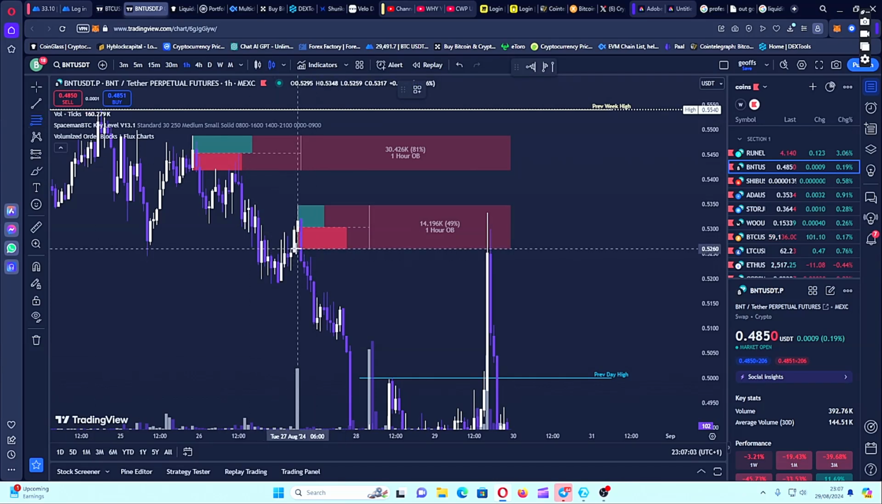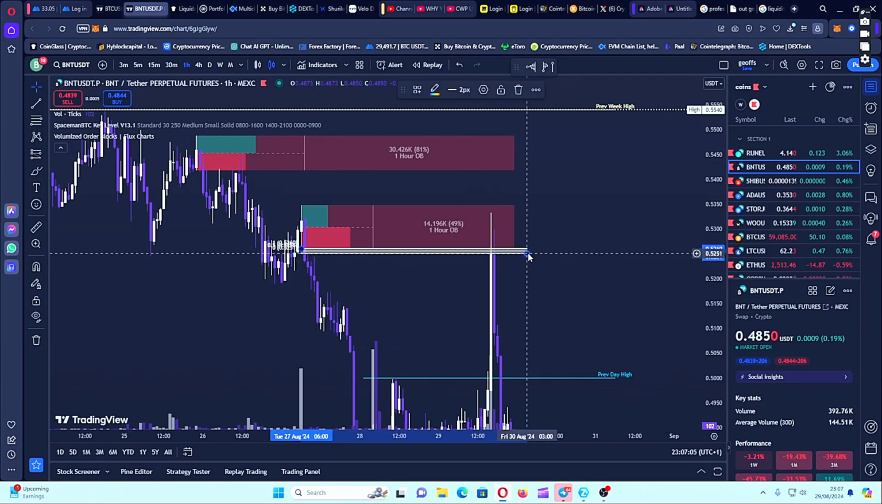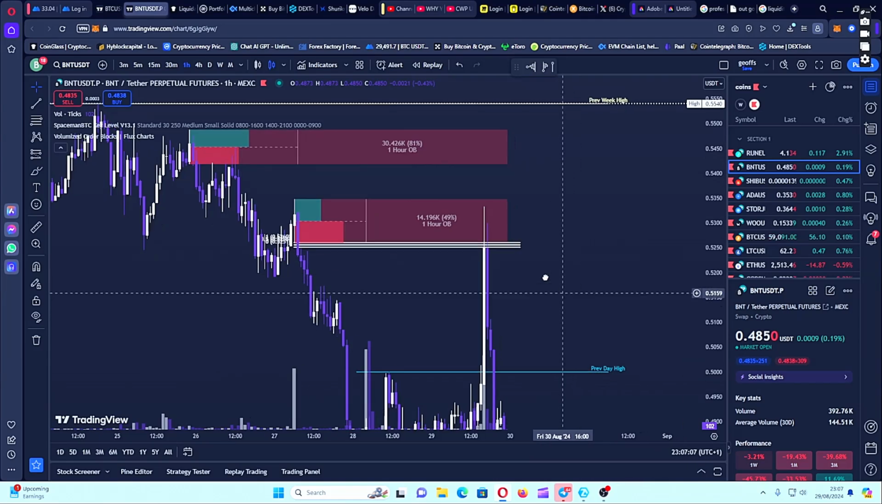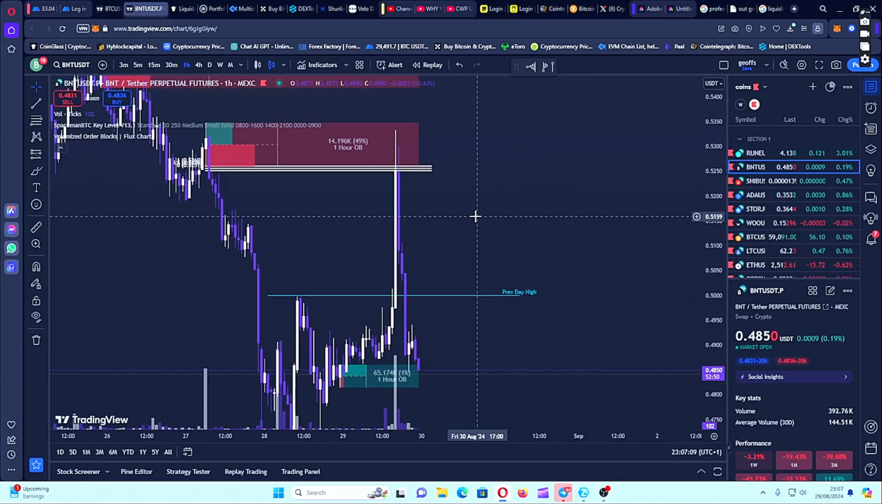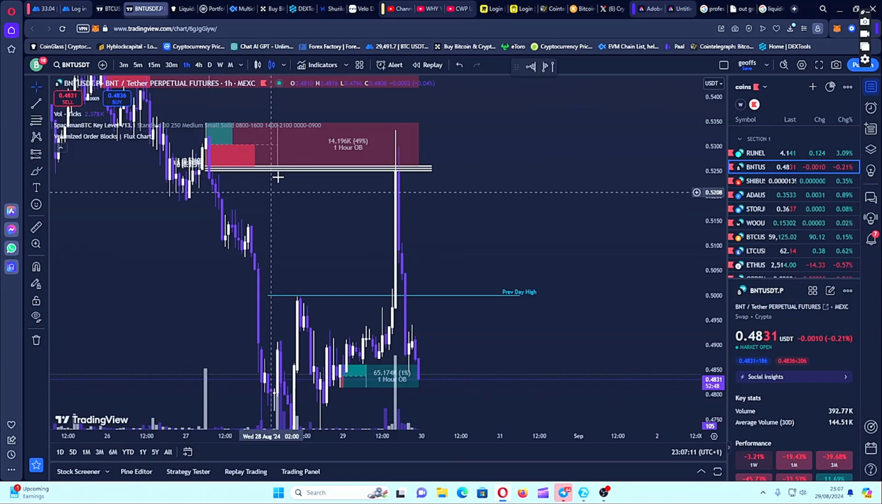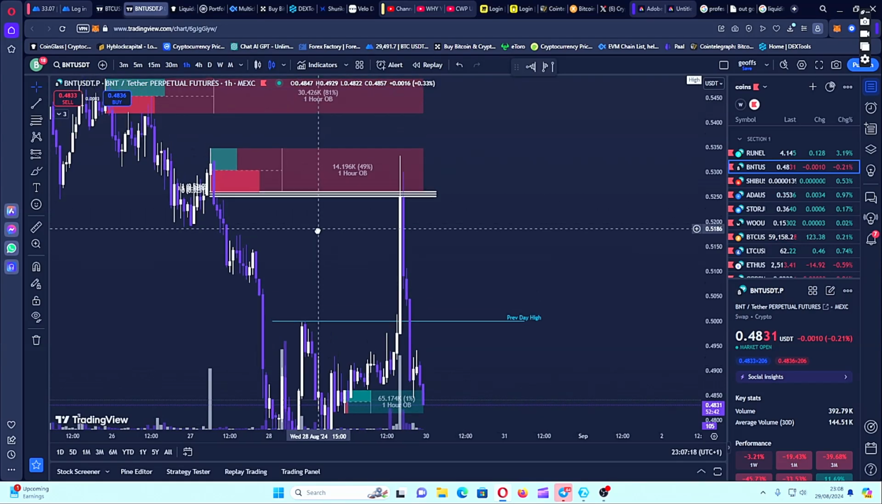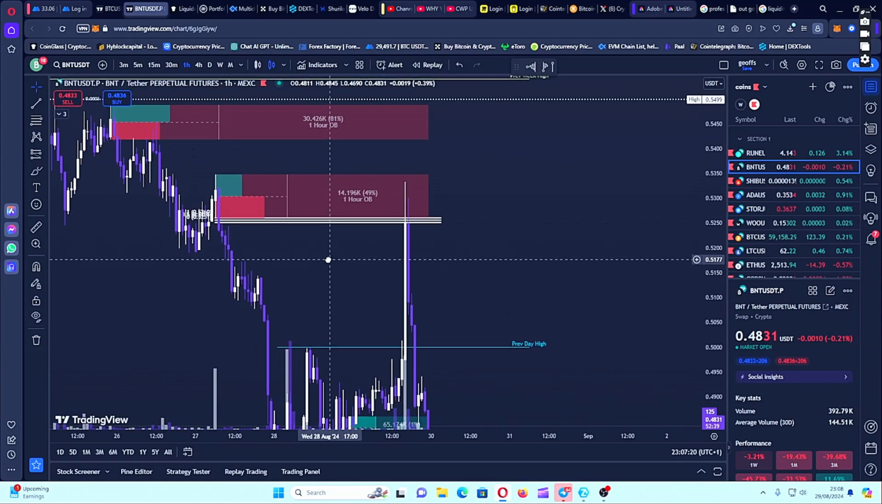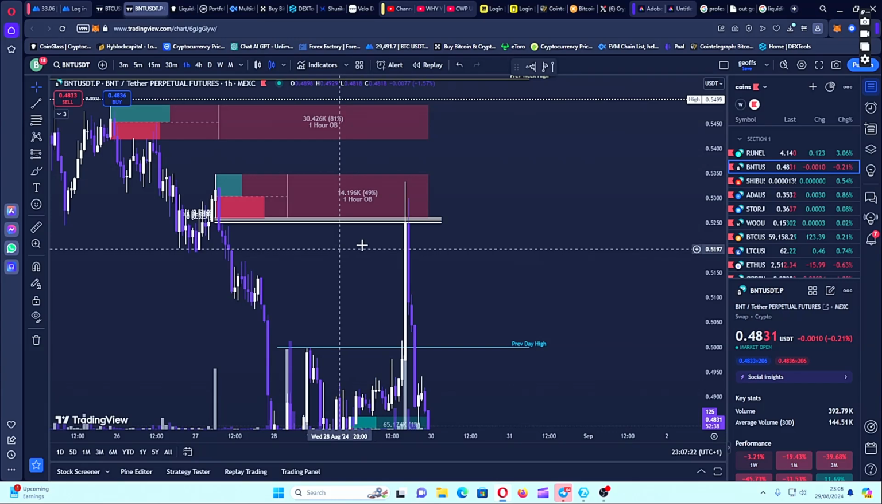So you'd have got your fib. Do your little fib. Did it convincingly close up above that bearish fair value gap and the bearish order block? No, it didn't. You can clearly see that it didn't.